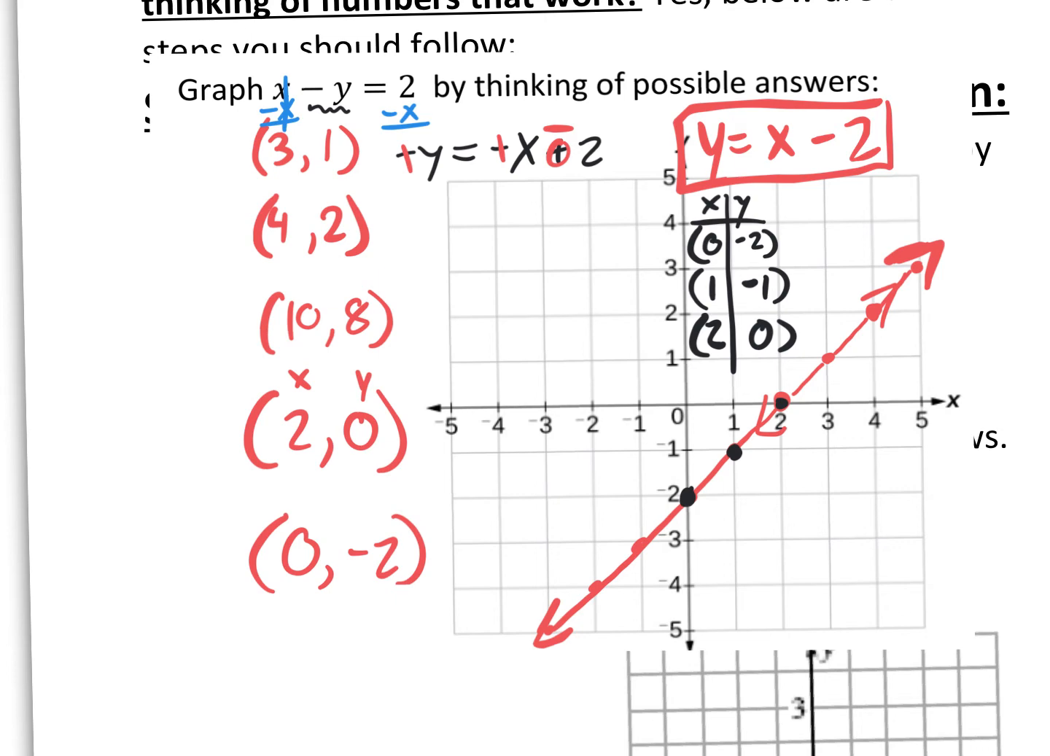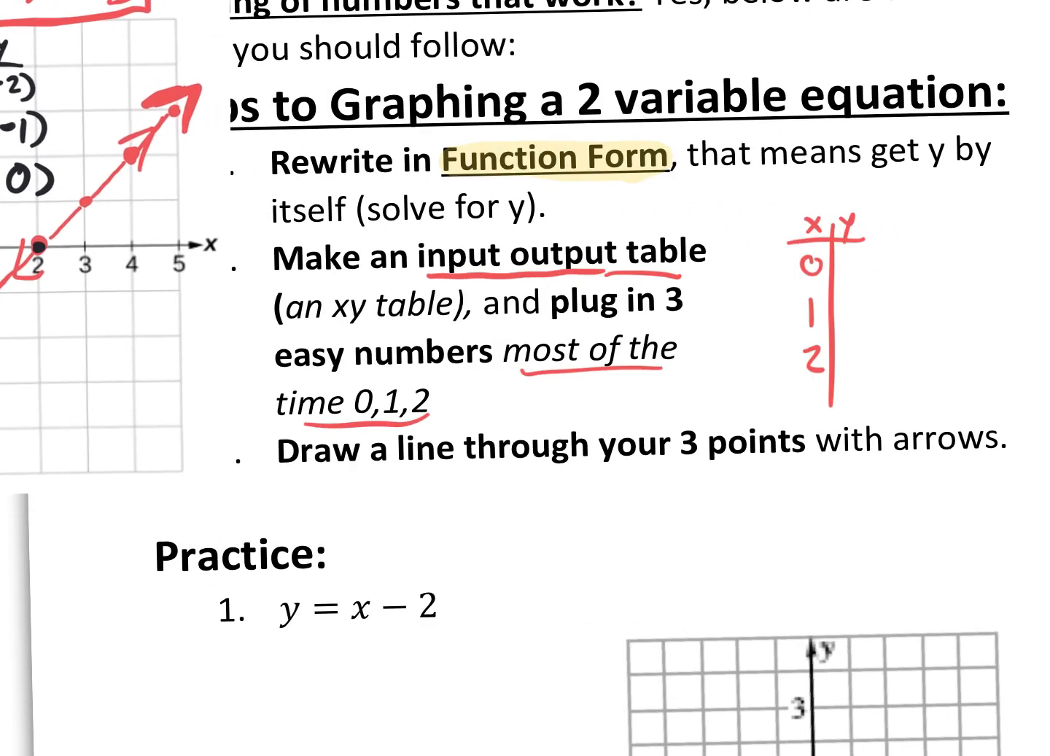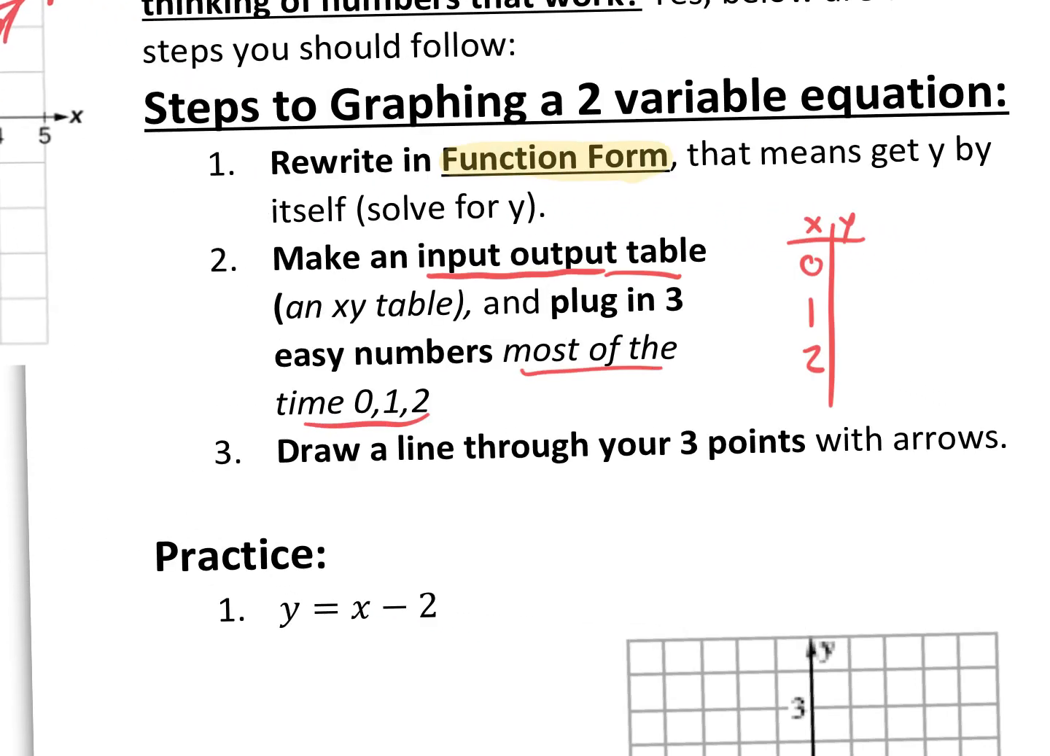You see, a function is kind of like a machine. For each input, there's exactly 1 output. So once you get the y by itself, it's really easy to just plug in numbers for x, do the math, and then you get your answer for y. Okay? So that's what I'm recommending. These are the steps. Instead of just randomly thinking what number could x be, what number could y be, we're going to get y by itself. We're going to rewrite it in function form, solve for y. After that, make an input-output table.